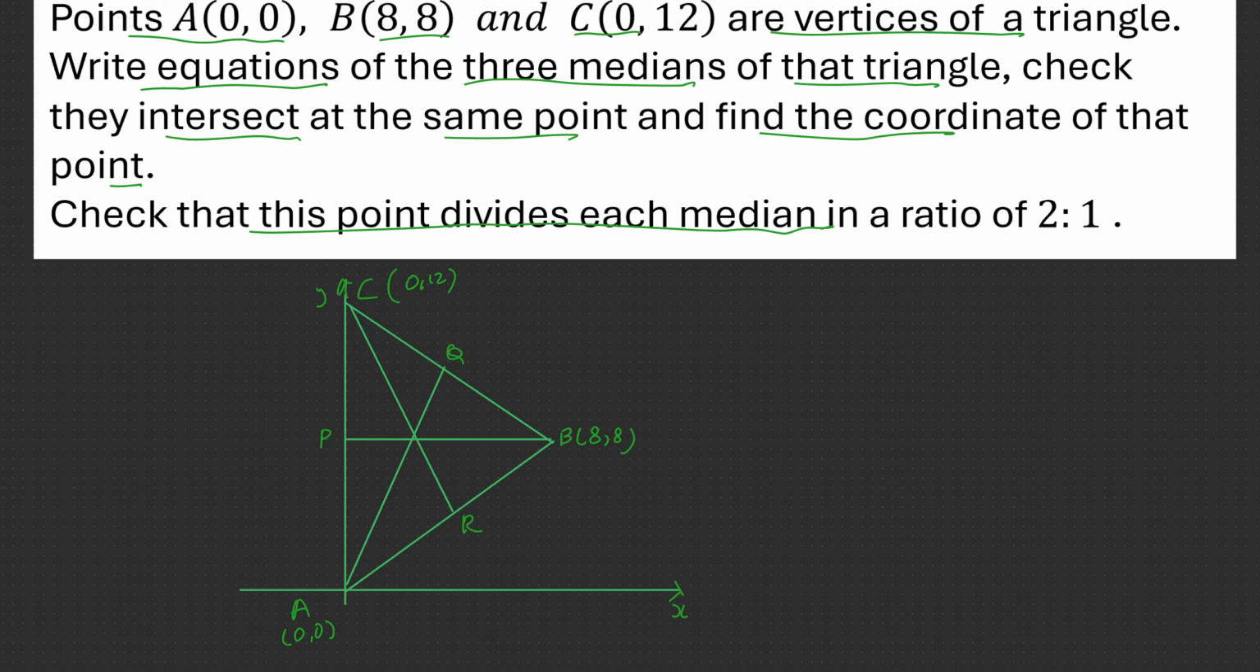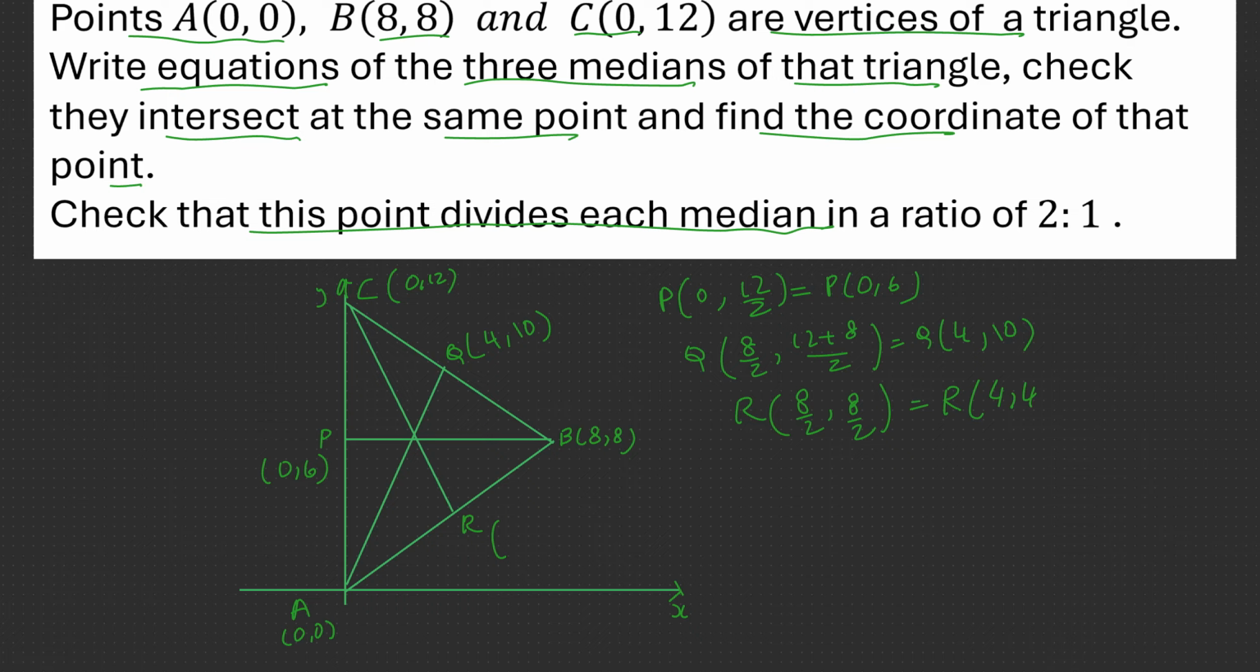So P would be 0 and 12 divided by 2, that is 0, 6, and Q is 12 plus 8 over 2, so that is 4, 10, and R would be 4, 4.